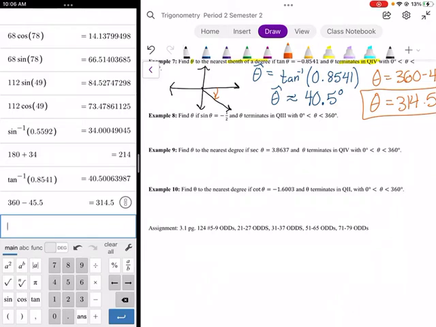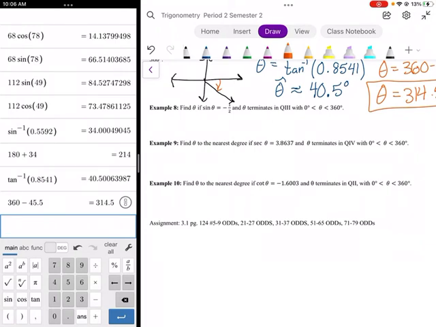All right, so example 8, again, we are going to do sine of theta equals negative 1/2, and theta terminates in quadrant 3. If we were to find our reference angle, we would type into our calculator the inverse sine of negative 1/2, and that will tell us our reference angle.